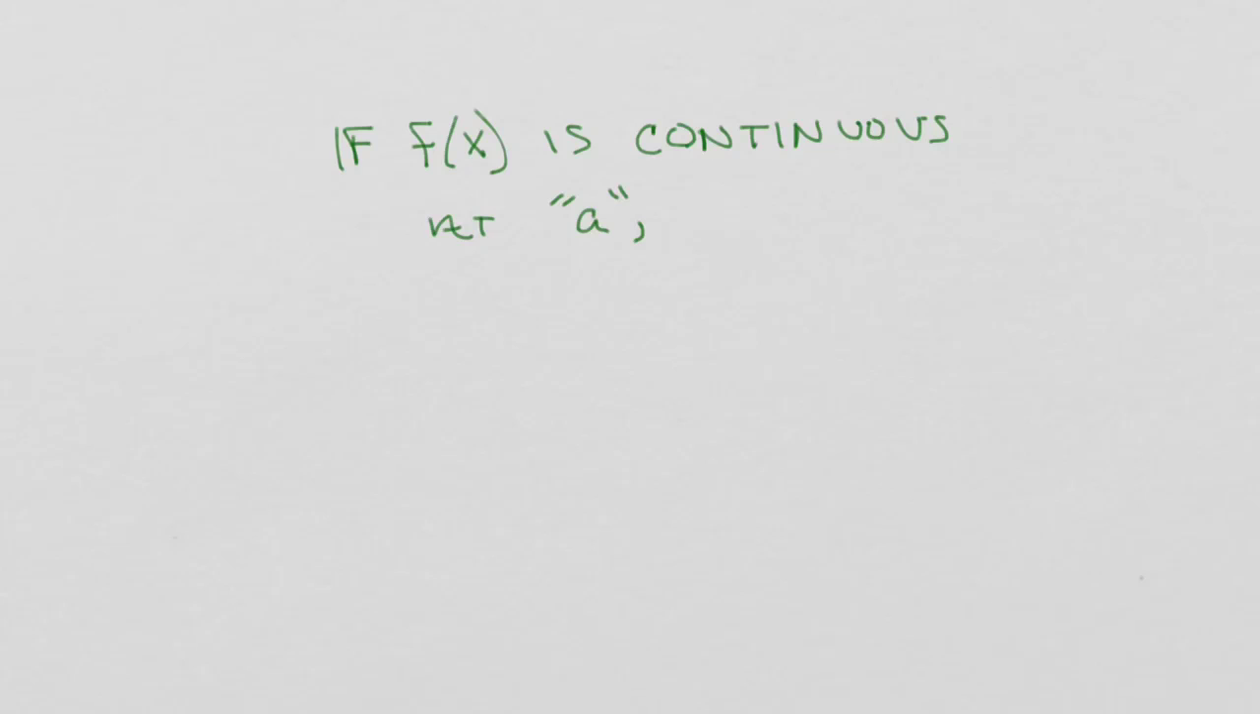So let's go ahead and formalize this observation into a theorem. We're going to have an if-then statement. The if part of this is that if the function f of x is continuous at some value a, then the conclusion of that is this: that the function evaluated at a will be the same as the limit of the function f of x as x approaches a.